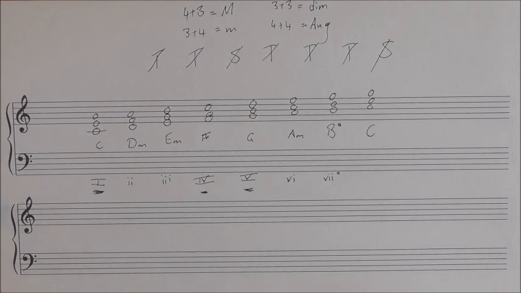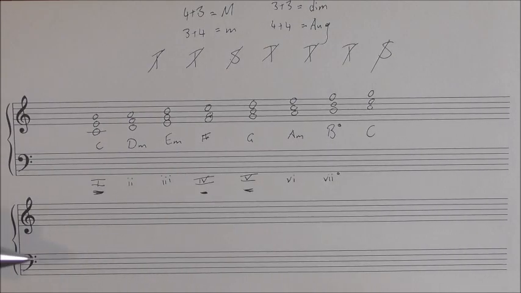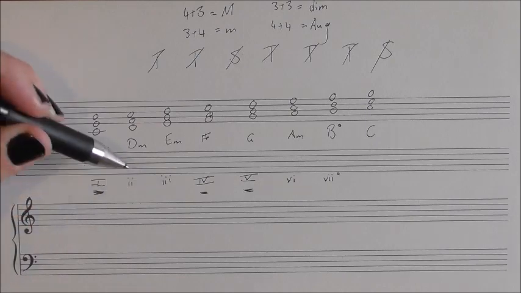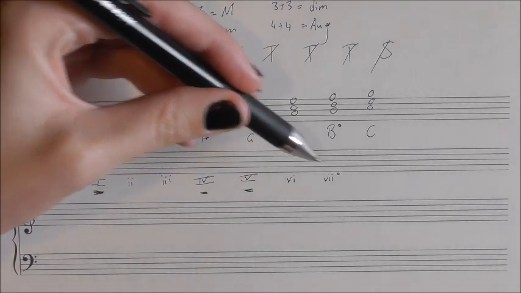Primary chords, they can sound a little basic, so let's add in some auxiliary chords to make a more interesting piece of music. So auxiliary chords are everything else. So we've got 2, 3, 6, and 7.